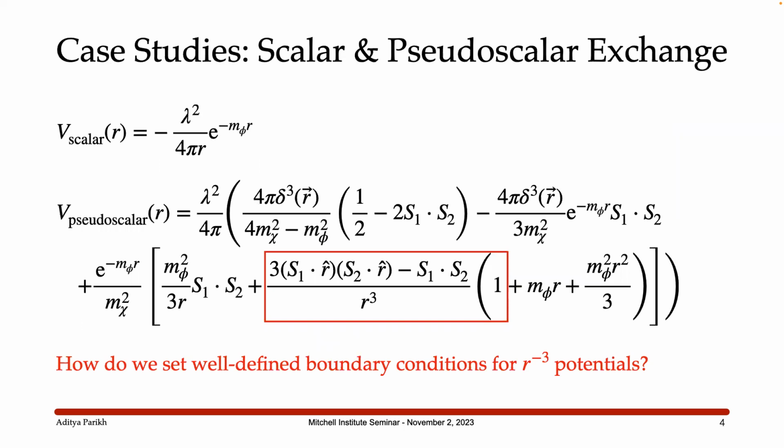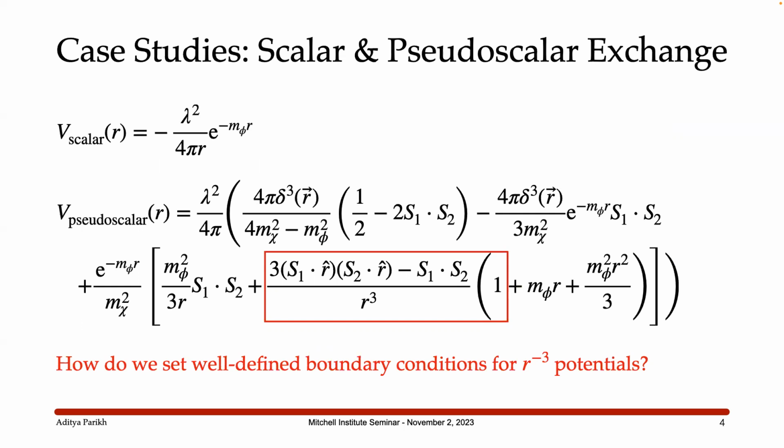Okay, so with regards to this, I'm going to take 2 case studies. I'm going to take the scalar exchange and the pseudoscalar exchange. So the scalar exchange is the well-known Yukawa potential that we all know and love. The pseudoscalar exchange is a horrendous mess.